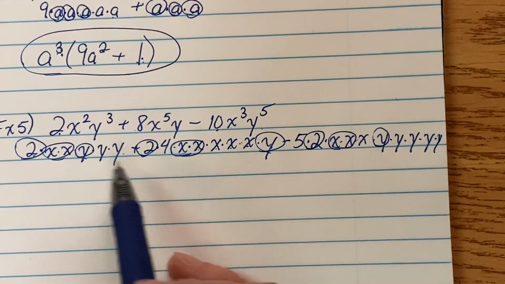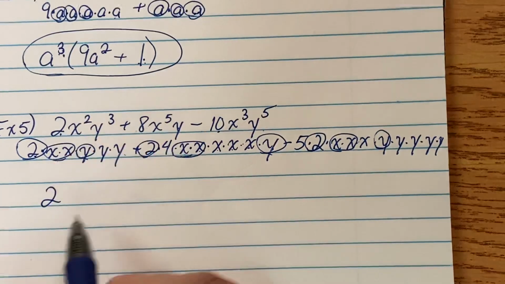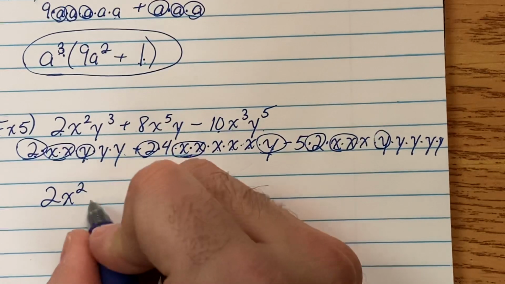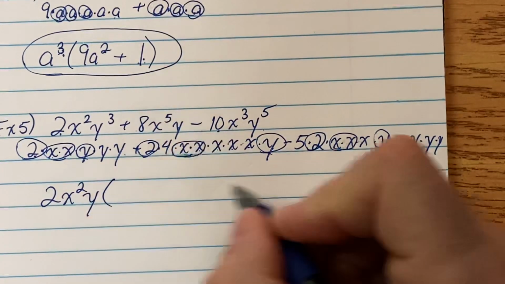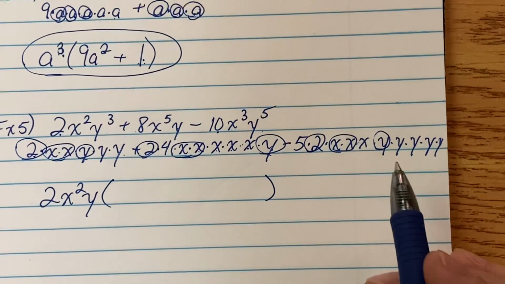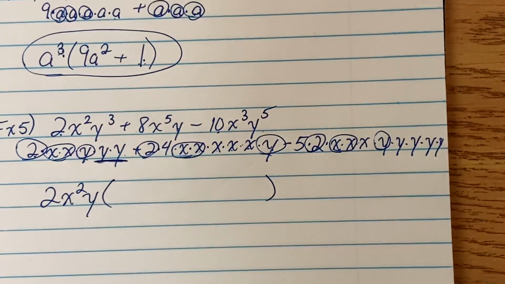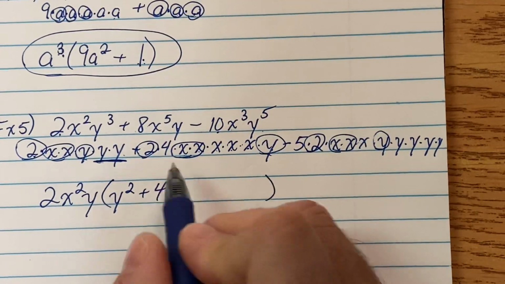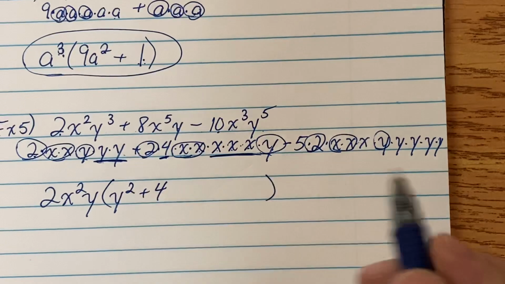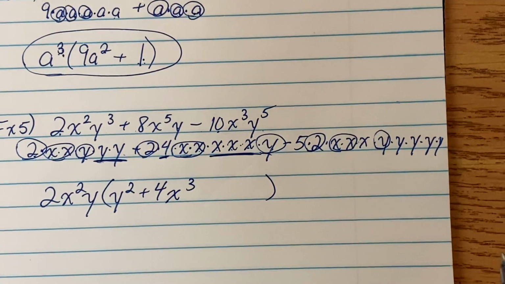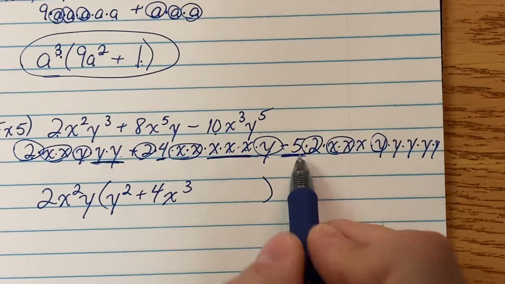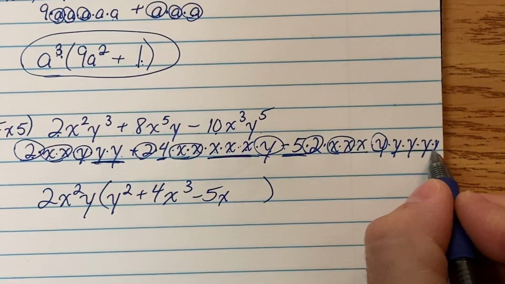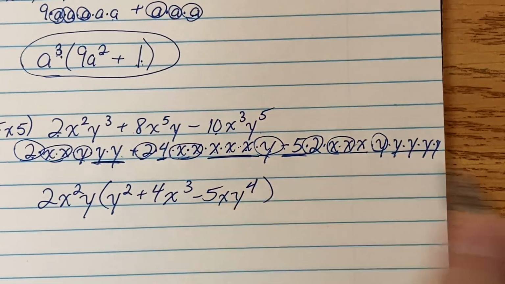So whatever is circled is my GCF. 2, boom. x times x is written x squared. And there's only 1 y circled, so it's going to be y. We're going to draw our parentheses. Everything else goes back in. I have a y times y, so y squared, plus 4, and then we have 3 x's, so x cubed. And then we have a minus 5, or negative 5, x, and we have 4 y's, so y to the fourth.